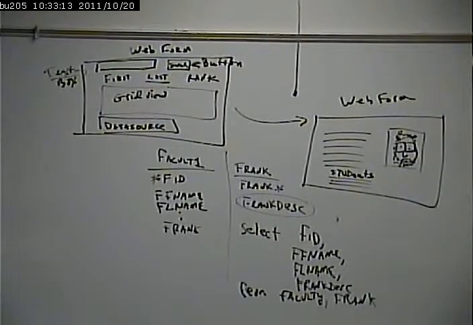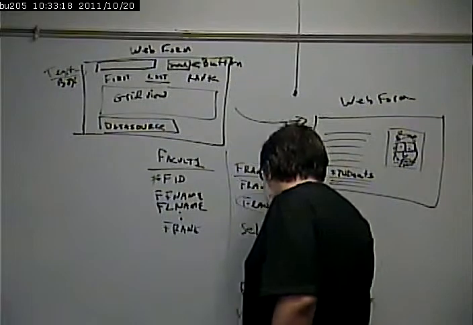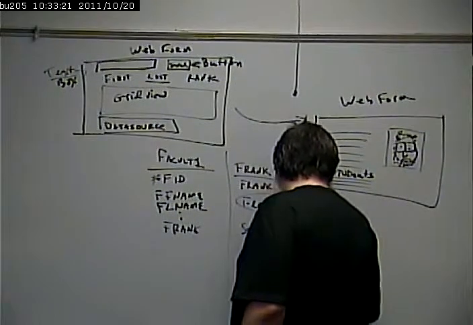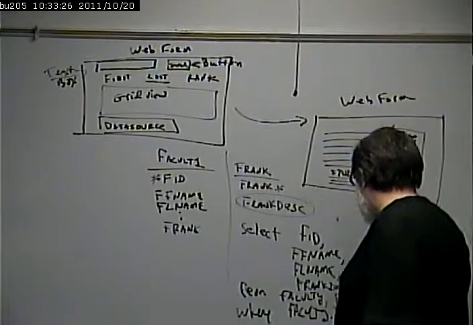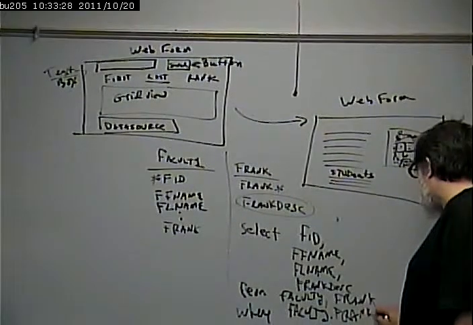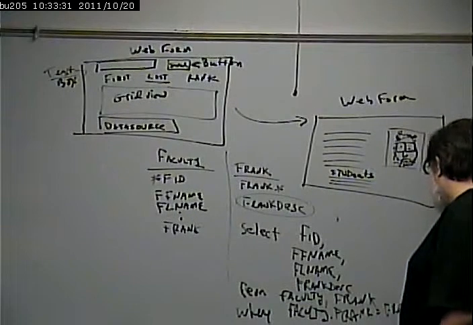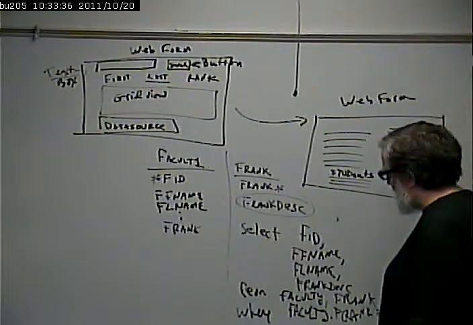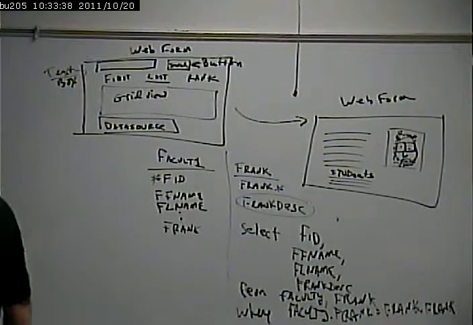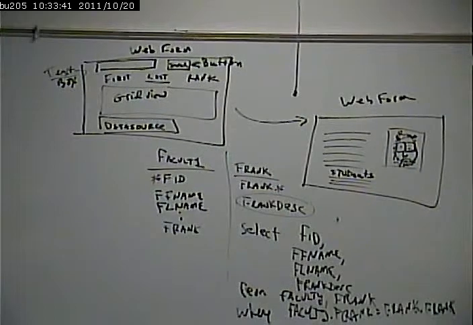And then we need to match up the faculty table with the faculty rank table. So we'll say where faculty dot f rank equals f rank dot f rank. All right. Now, that'll return every faculty person with their first name, last name, and the description of their rank.